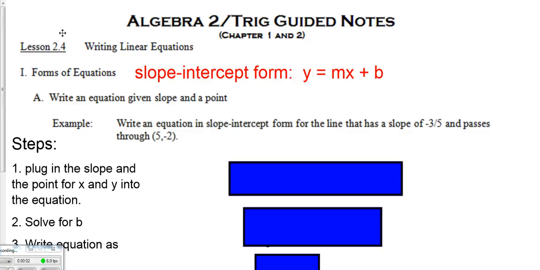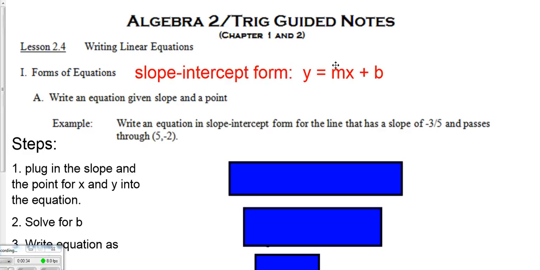Right now we're on lesson 2.4, which is all about writing linear equations. We're going to go over some forms of linear equations, but mainly we're going to stick with one form, and that's y equals mx plus b. If you have this form for a linear equation, the m is going to be your slope, the b is going to be your y-intercept. This is where it starts on the y-axis, the up and down axis, not the left and right axis. So go to the up and down axis, start on this point b, wherever that is.